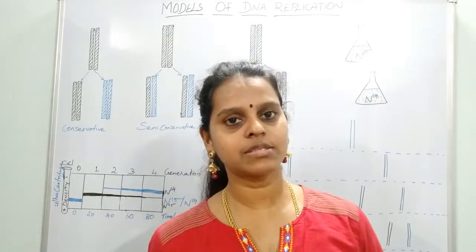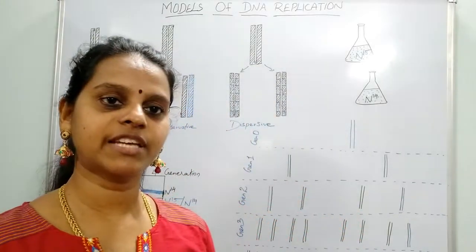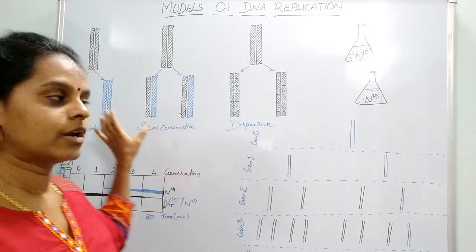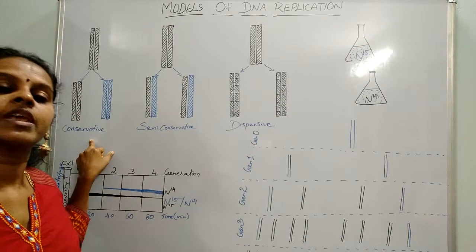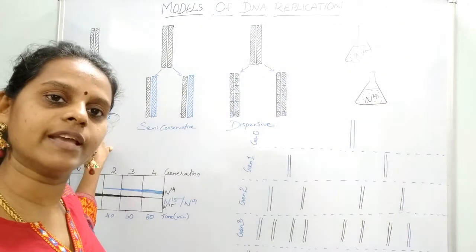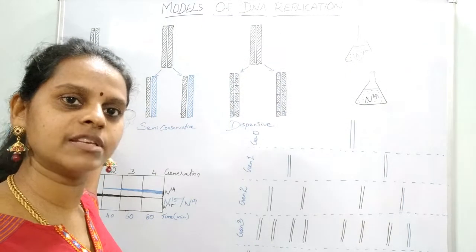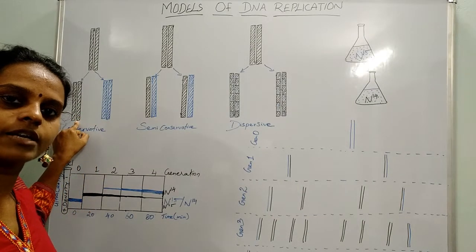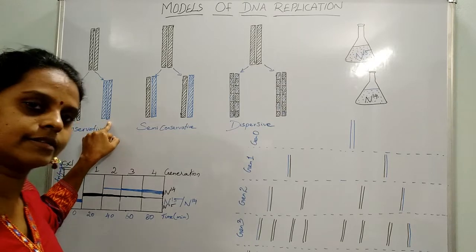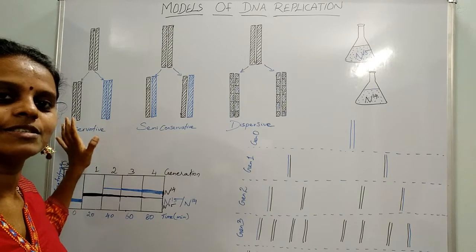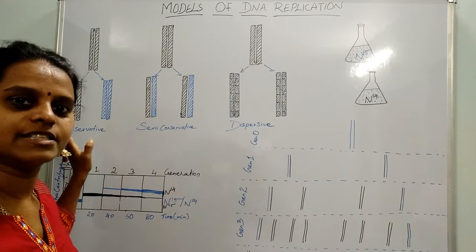These models were proposed by a group of scientists. The three models are the conservative method, the semi-conservative method and the dispersive method. Here these three methods are given. The first one is the conservative method. In the conservative method, among the two daughter DNA molecules, one DNA is completely original. That means both the strands of that double-stranded molecule are original, whereas in the other DNA molecule, both the strands are newly synthesized. This model is called the conservative model.